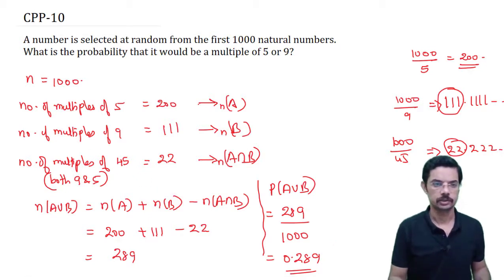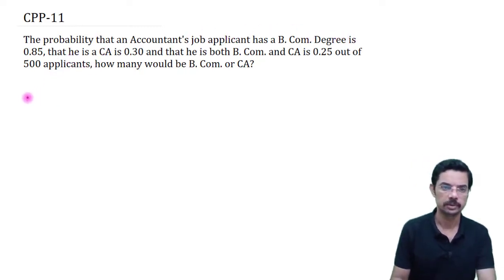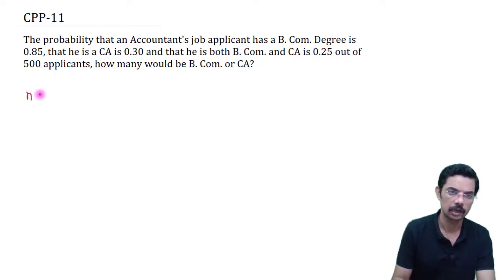Next question. The next question is question number 11. The probability that an accountant's job applicant has a BCom degree is 0.85, and that he is a CA is 0.30, and that he is both BCom and CA is 0.25, out of 500 applications. So n is equal to 500 applications.